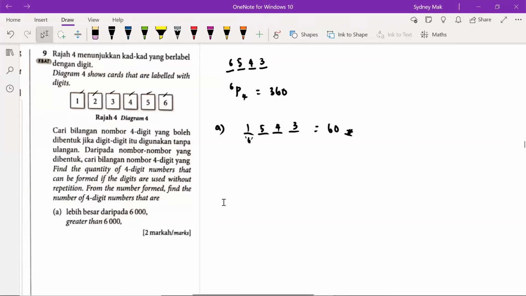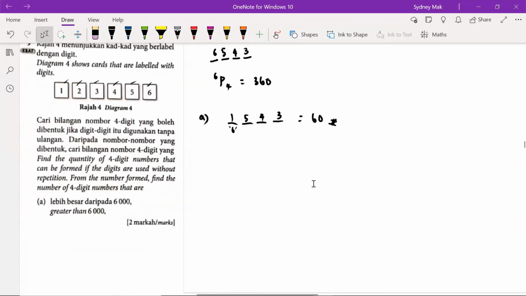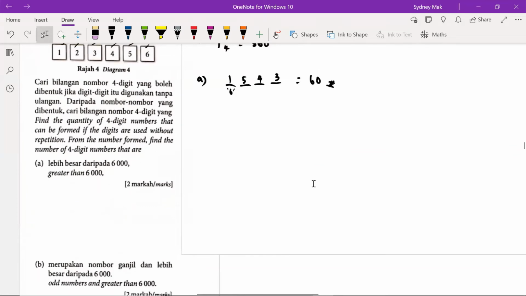Part B. Let's see, what is part B? Odd numbers and greater than 6,000. Okay, it has to be odd and greater than 6,000. So greater than 6,000 means 6 must be in. And then odd digit, if it is odd, the one at the back must be filled in with either 1, 3, or 5. Okay? Therefore, there is only one way to fill in the first empty slot, and there are 3 ways to fill in the last empty slot.